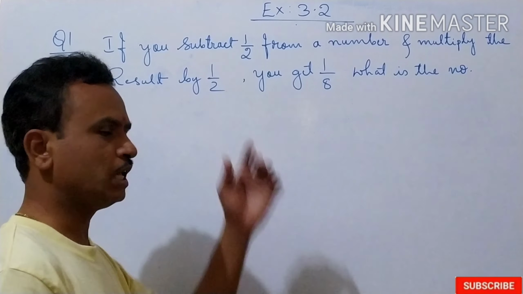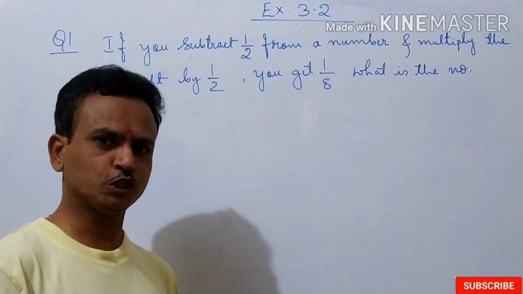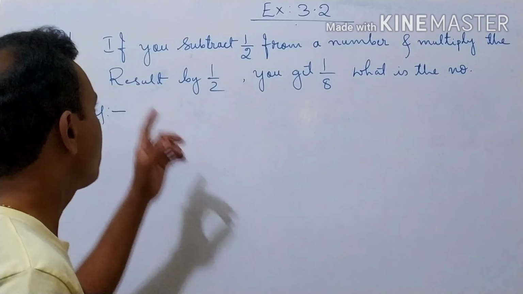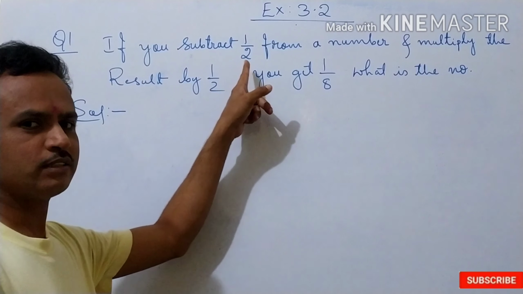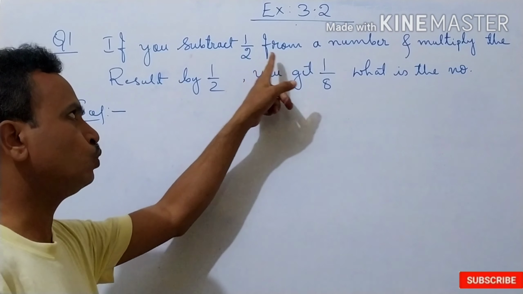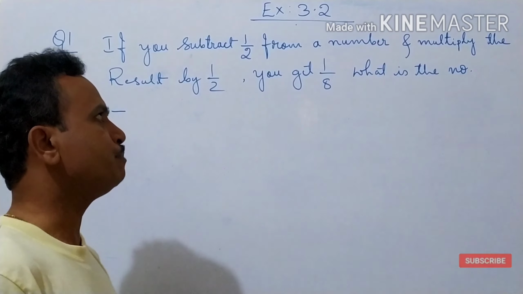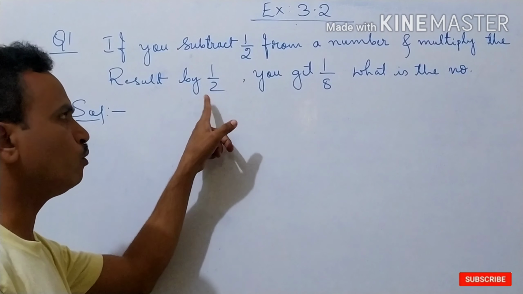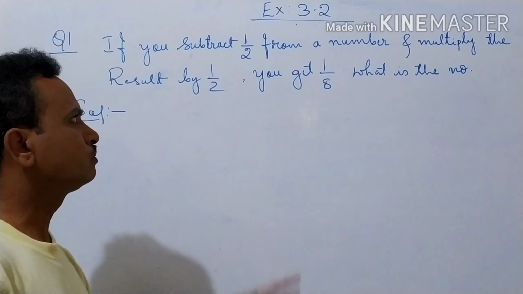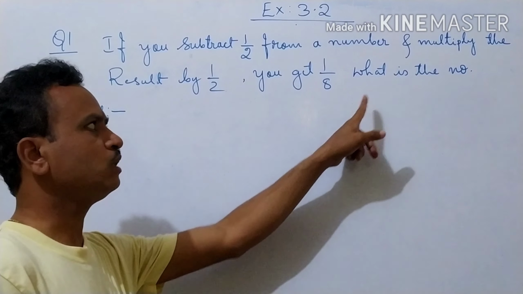Exercise 3.2, question number 1. If you subtract 1 by 2 from a number and multiply the result by 1 by 2, you get 1 by 8. What is the number?